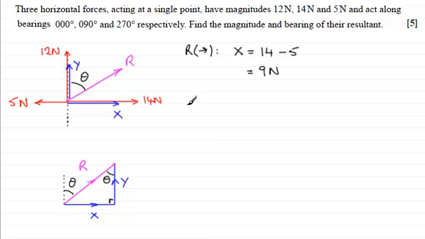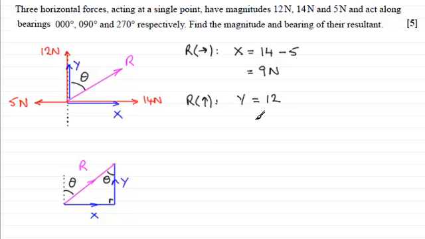Next I'm going to resolve upwards, taking upwards as positive. Y is that resultant force, and Y must be equal to just the 12 newtons, because the 5 and the 14 are perpendicular to this direction, so they have no effect in this direction.